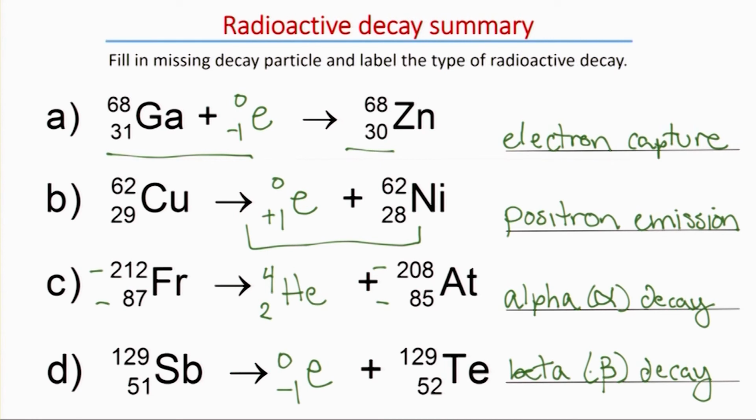And the last one, you have the beta decay. You can see that the mass number is staying the same, but we have an increase in the atomic number. This is when the neutron converts into a proton and it releases an electron. All right, there we go. Hopefully you just need some more practice in writing out these particles and the different types of radioactive decay.